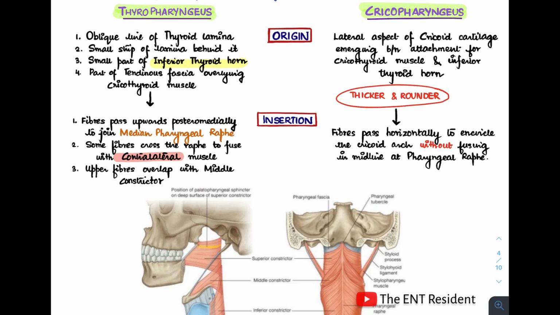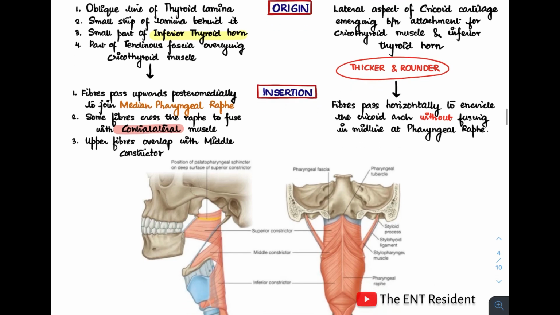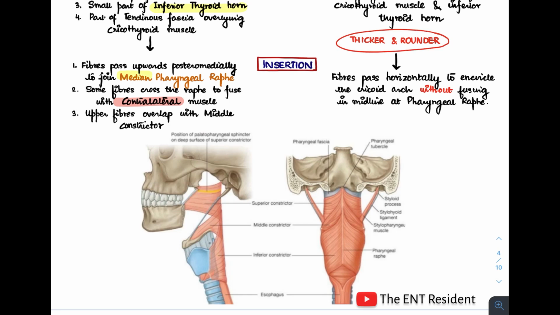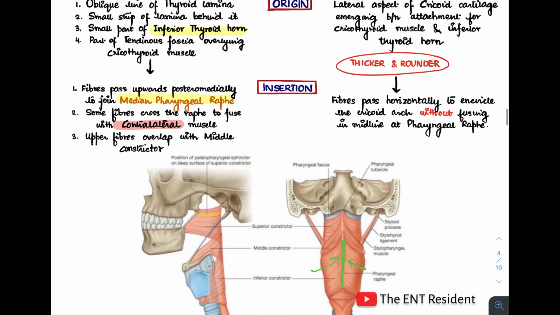Now, after getting its origin, these fibers are also passing upwards posteromedially to join the median pharyngeal raphe. As you can see in the structure over here, this is the median pharyngeal raphe, where the fibers are going posteriorly and medially like this, upwards and joining over here. Some fibers cross the raphe to fuse with the contralateral muscle. And the uppermost fibers, as I was already telling you before, they overlap with the middle constrictor muscle.